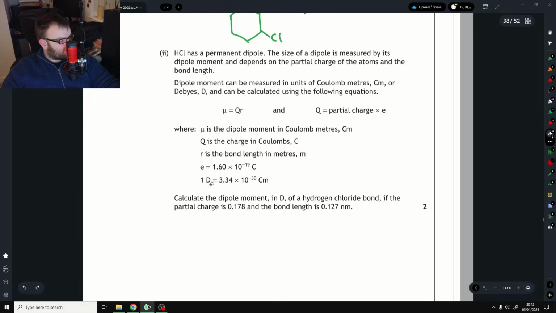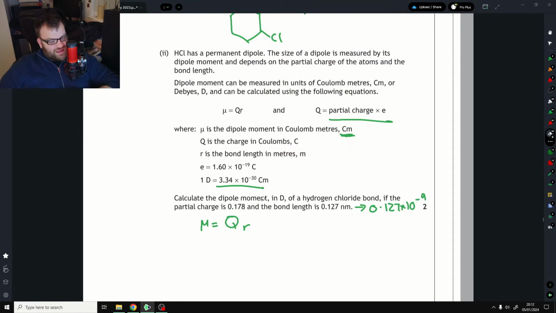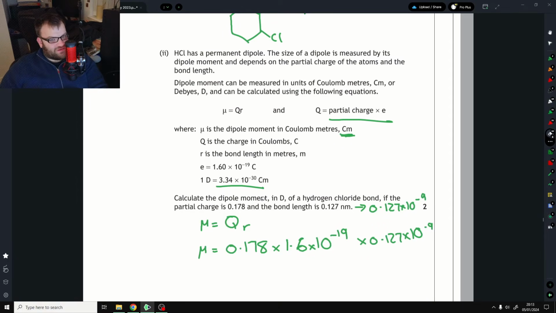Here they give us one of their funky formulas with lots of different new words for us to be confused by. We are asked to calculate dipole moment. That means we are using our equation that equals Q times R. The R is the bond length, needs to be in meters. That's why I've written 0.127 times 10 to the minus 9. So for Q, it tells us Q is the partial charge times E. So our partial charge is 0.178. E is 1.6 times 10 to the minus 19, says in the question, times by our bond length in meters. Make sure it's in meters.